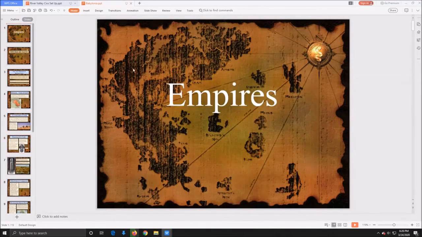The next section we're going to talk about is empires. Go ahead and make a new section title, Empires, and then underline it, just like we always do. So make a new section title, Empires, and then underline, if you would please.